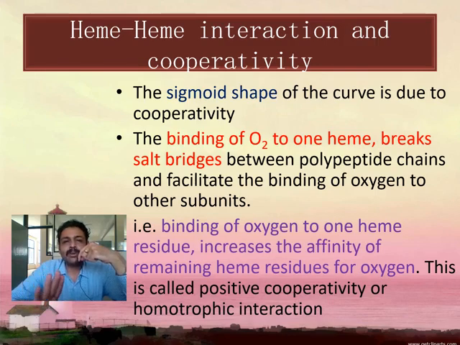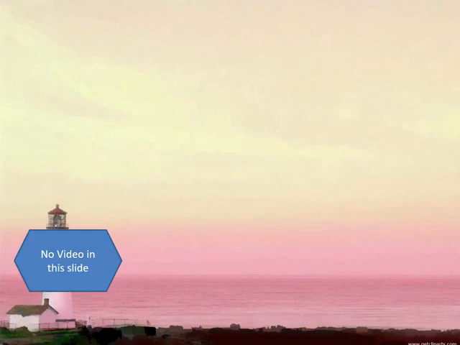Simple. So if this PowerPoint is viewed by one person, he will teach the next person, he will teach the next person, he will teach the next person. Similarly, binding of oxygen to one heme molecule will help another oxygen to bind with the next heme molecule in the same hemoglobin. Do you understand? So in this slide, we will understand heme cooperativity.